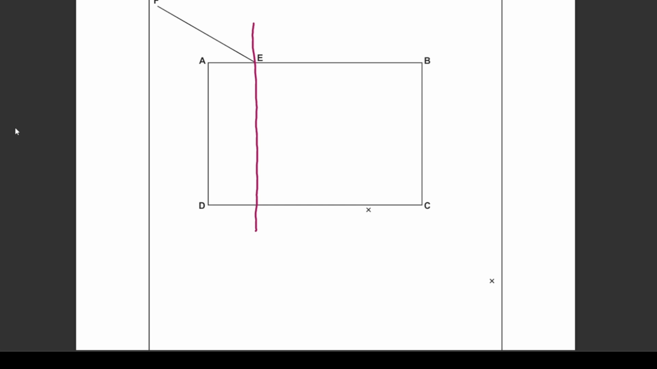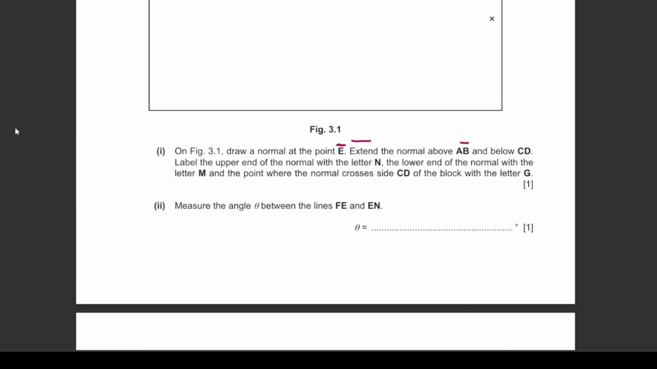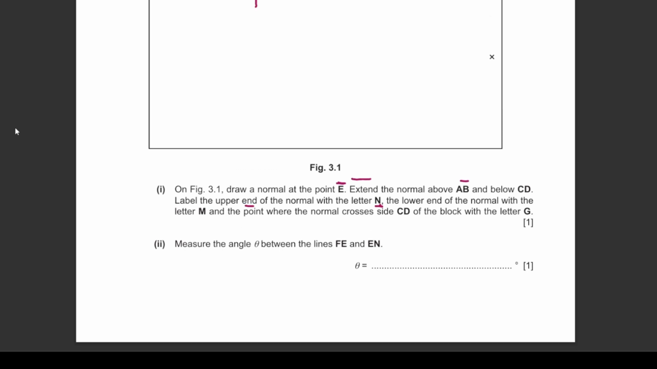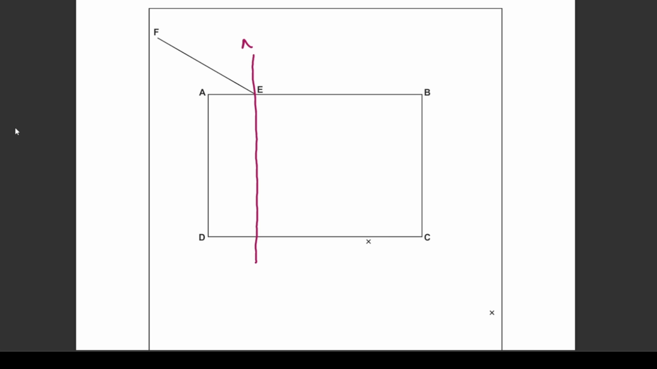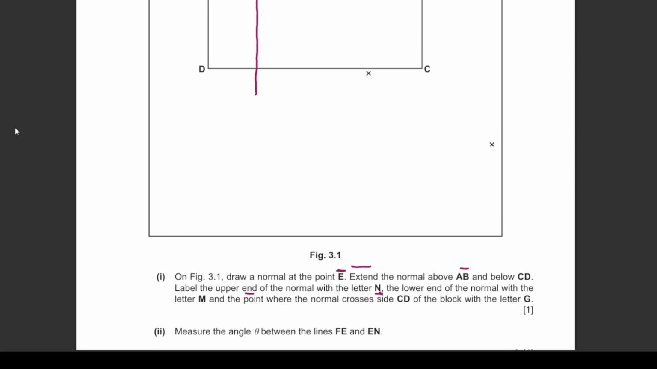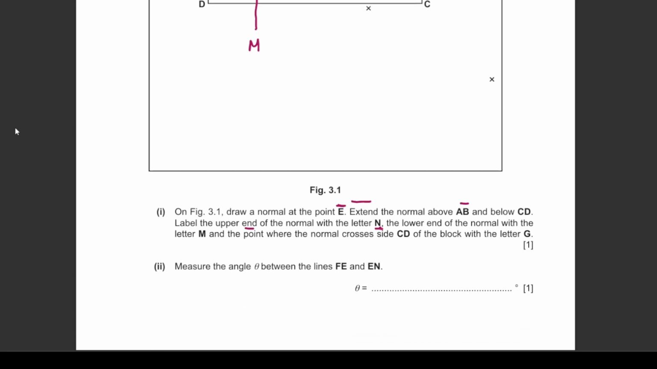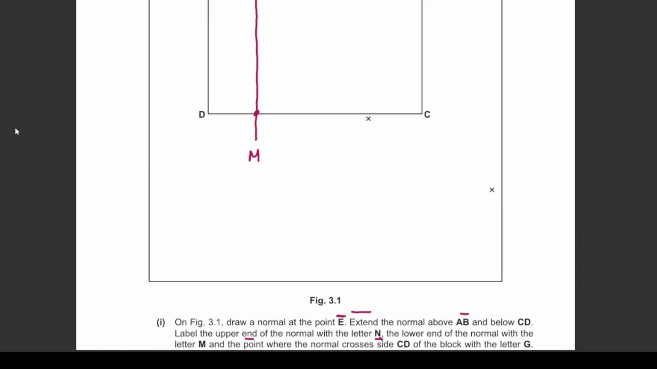And you will find that this is what he does in ray box questions generally, if you practice them long enough. Label the upper end as letter N. So I will label this as N, and the lower end of the normal line with letter M. So I will add M over here, where the normal crosses the side CD of the block with the letter G. So wherever it crosses it, this will be the G.